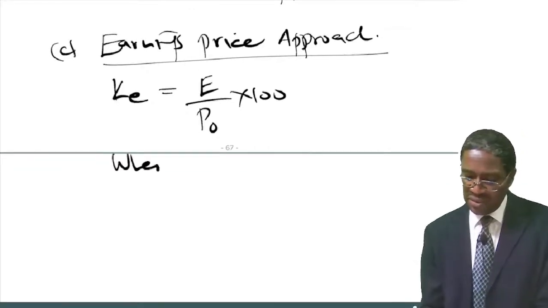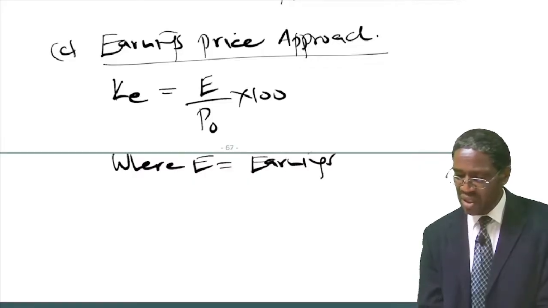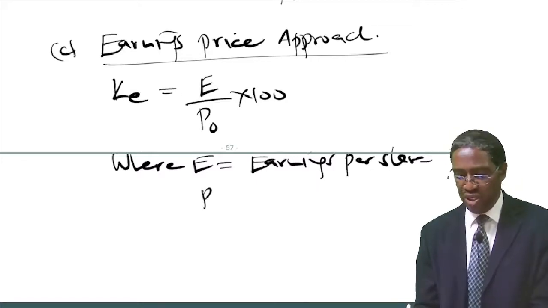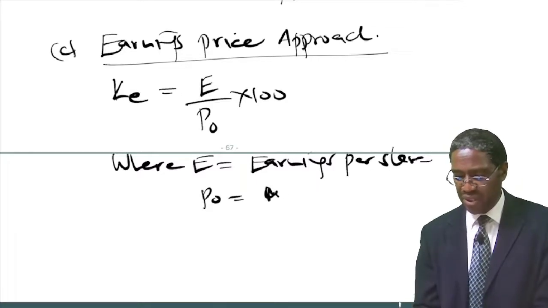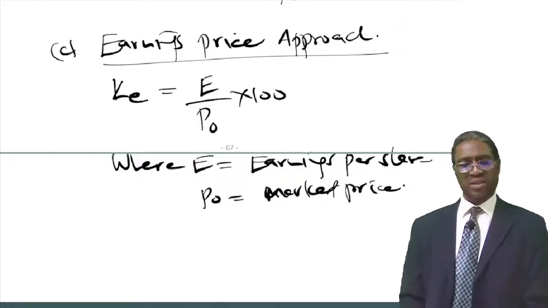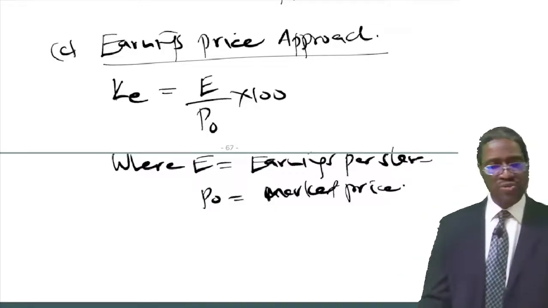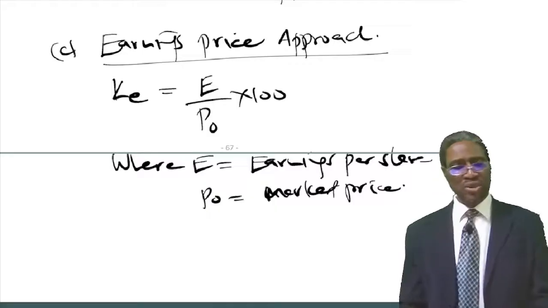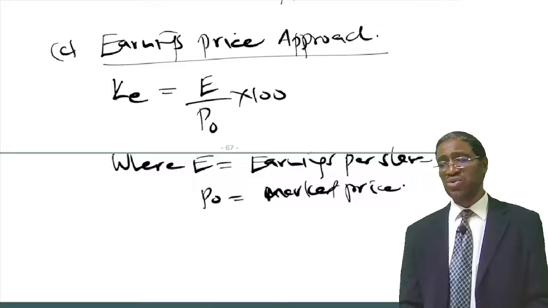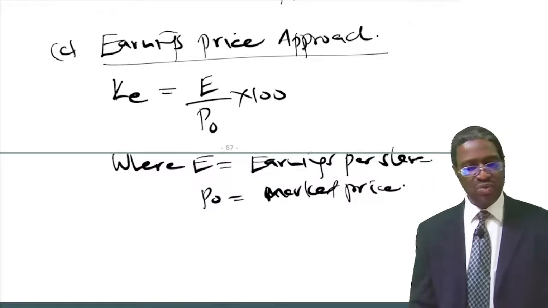Where E equals earnings per share, and of course, you know P0 is the market price. Good. That is it for the ordinary shares. So before we go on, let's put down a small illustration, just to illustrate how to compute the cost of capital.